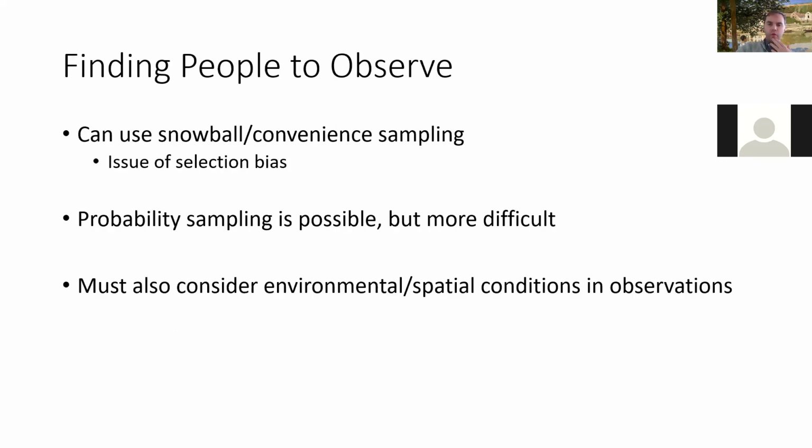So when researchers are trying to find people to observe, in many instances, they try to use a snowball or convenience sampling, okay? So they have identified individuals who have a particular trait that they want to study or are experiencing a particular thing, and they go to that place, okay?